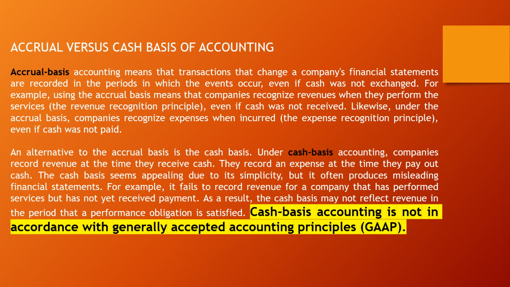For example, it fails to record revenues for companies that have performed a service but not yet received payment. As a result, cash basis may not reflect revenue in the period in which they performed the obligation, which was satisfied. So that's why cash basis accounting is not in accordance with GAAP.